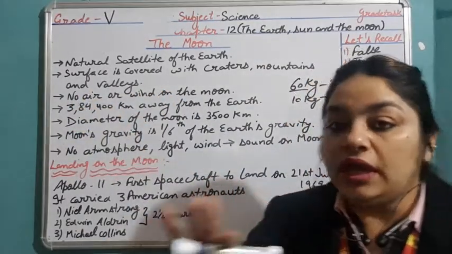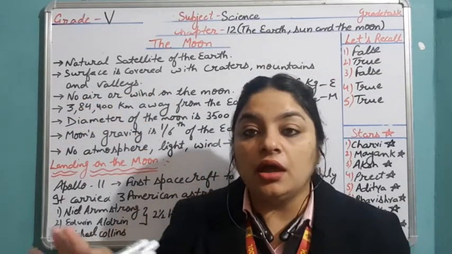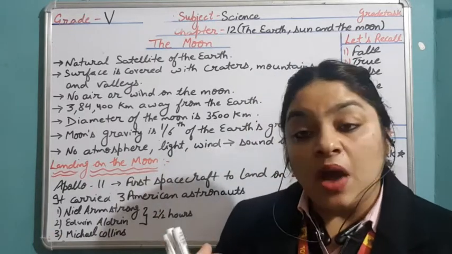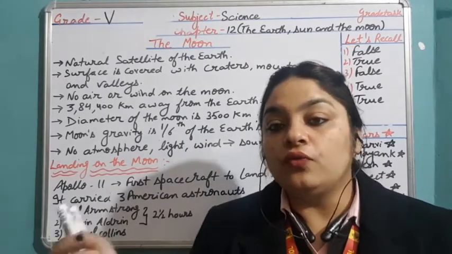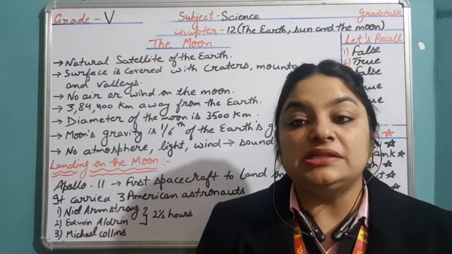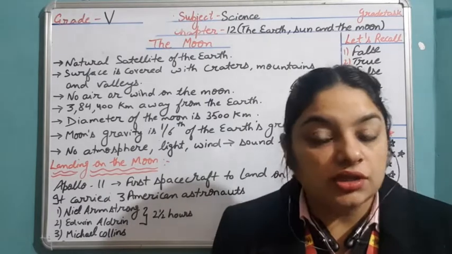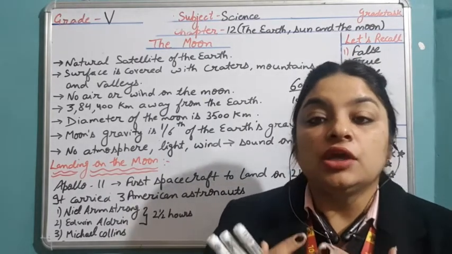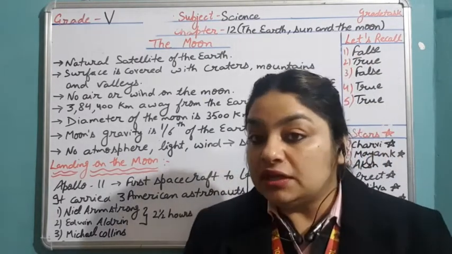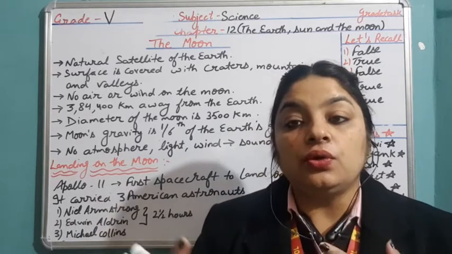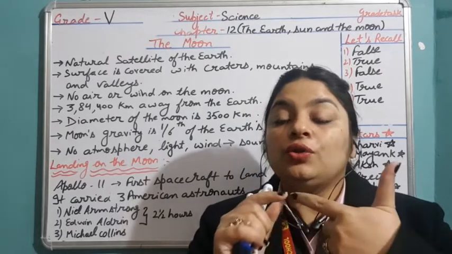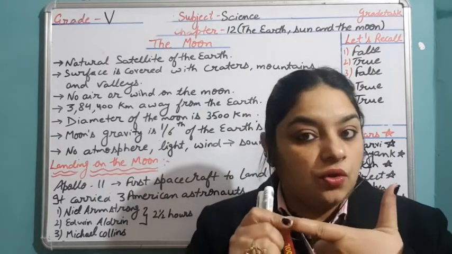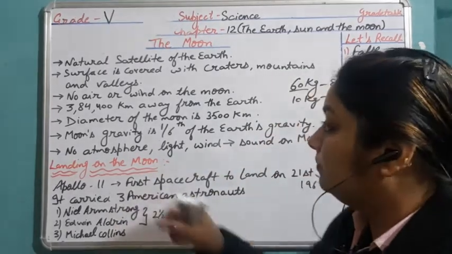There is no air or wind on the moon. Sound needs a medium to travel. So when there is no air or wind on the moon, it means you cannot hear anything on the moon. Why? Because it doesn't have any medium through which sound will travel. So on the surface of the moon there is no wind or air, so you cannot hear any sound on the surface of the moon.